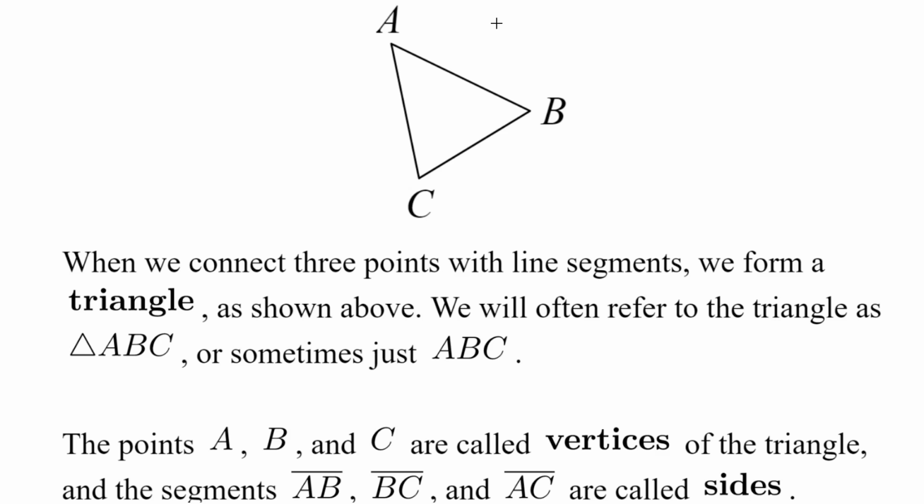It could be called triangle BAC, CBA. Doesn't matter, as long as you name it with the 3 points on the vertices. And the segments that make up the triangle are called the sides of the triangle. So AB, BC, and AC are all the 3 sides of this triangle in particular. So now that we've defined a triangle, and shown a little bit about it, let's start our first problem.